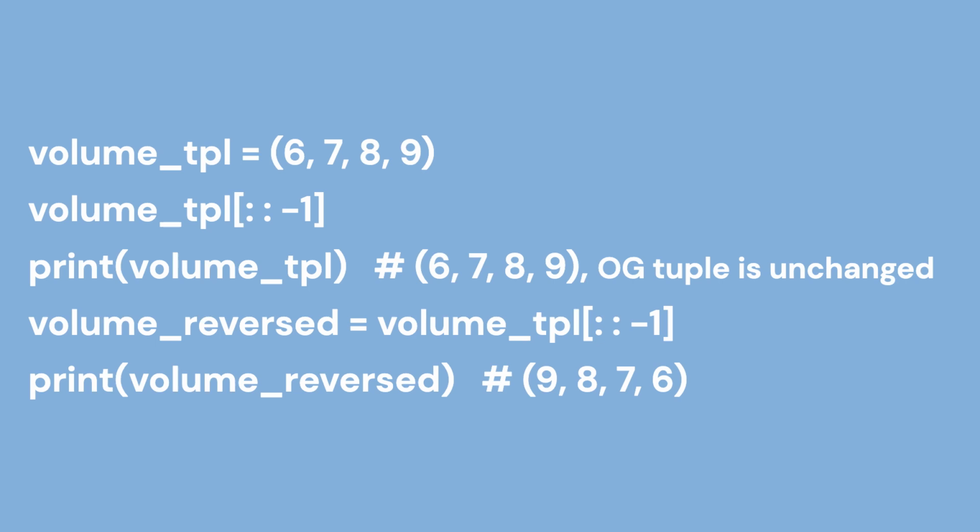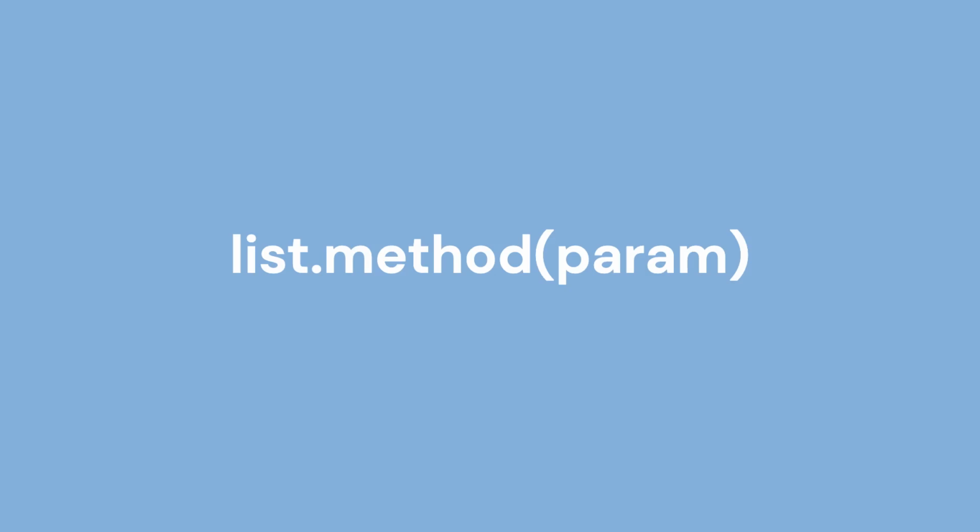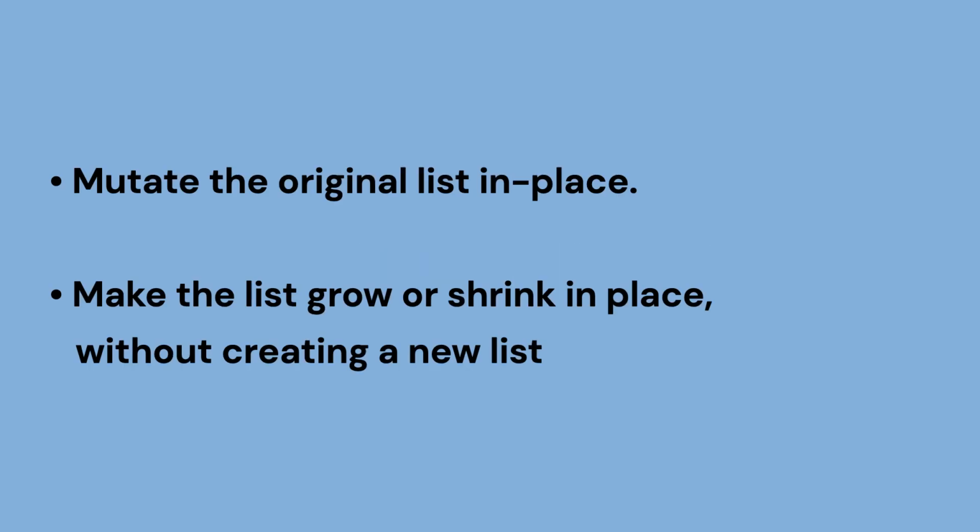::(-1) is like a quick "reverse this sequence for me" trick. List methods are functions attached to the list object itself. They mutate the original list in place. They make the list grow or shrink in place without creating a new list.